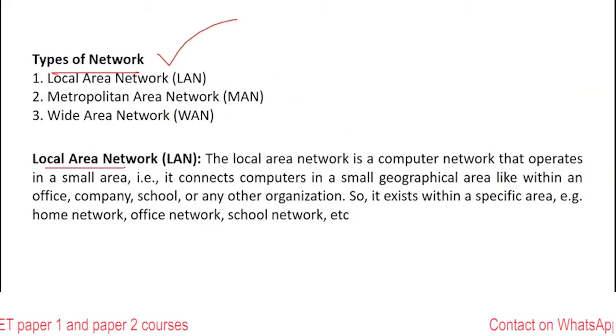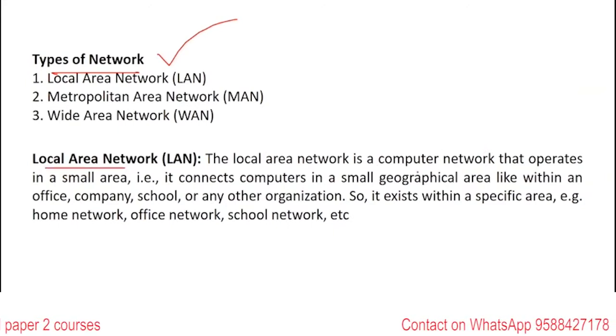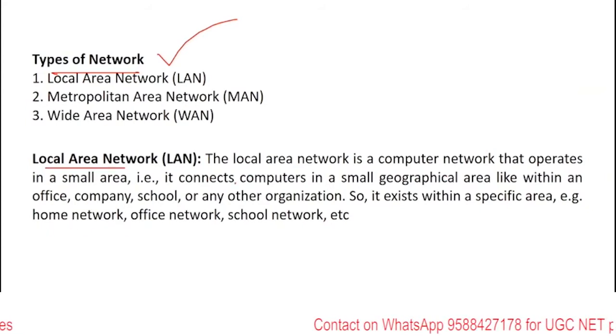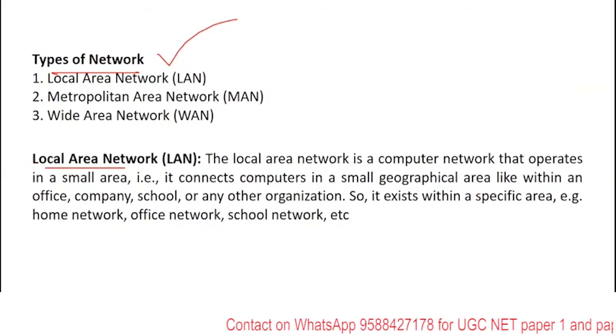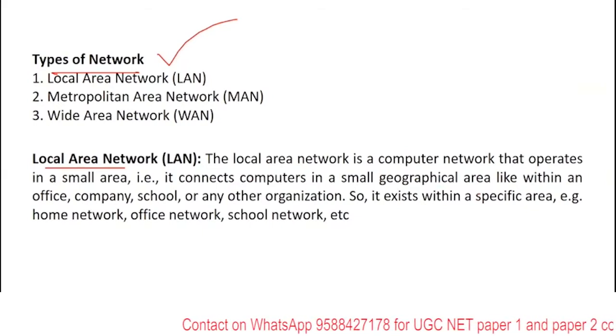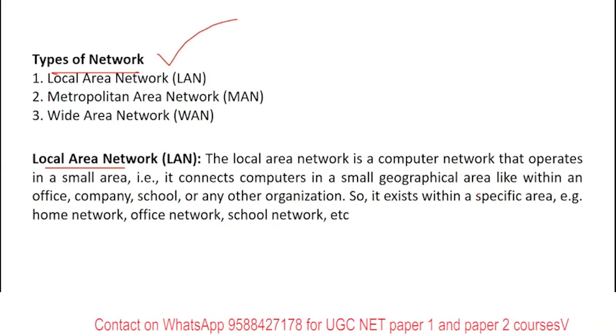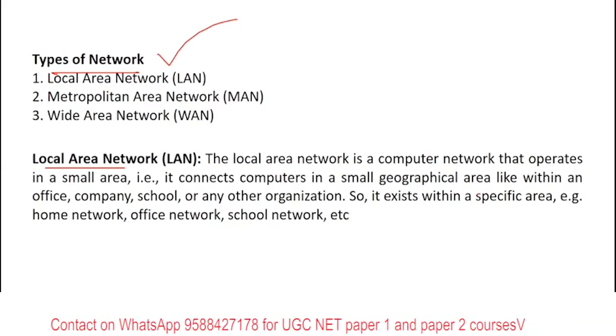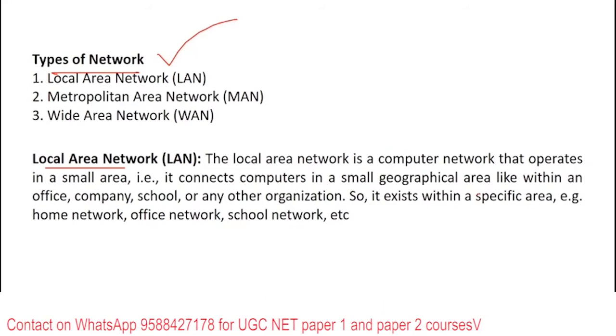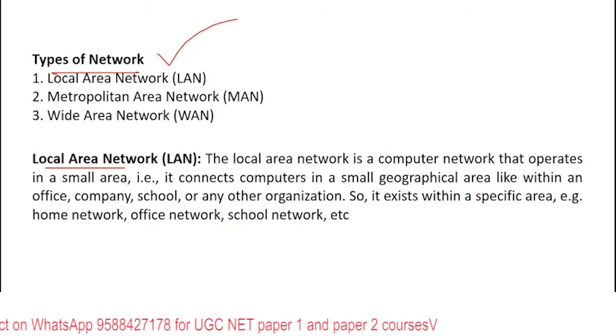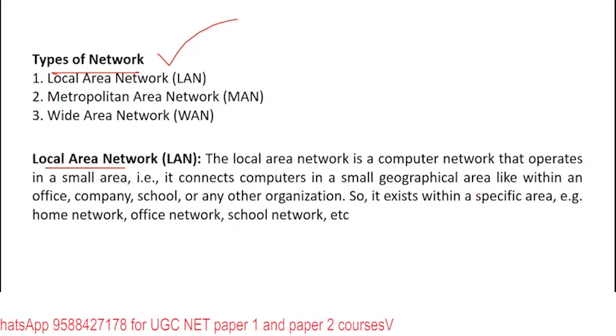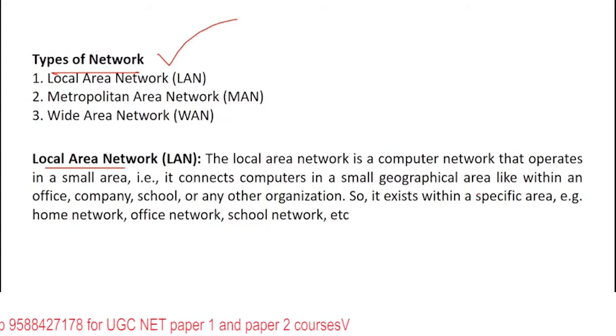When I talk about LAN, it's nothing but a local area network. It is a computer network which operates in a very small area. It connects computers in a small geographical area, in the form of offices, companies, schools, or any other organization. It is for a specific area, called a home network, office network, school network, or institutional network. So that type of network is called what?